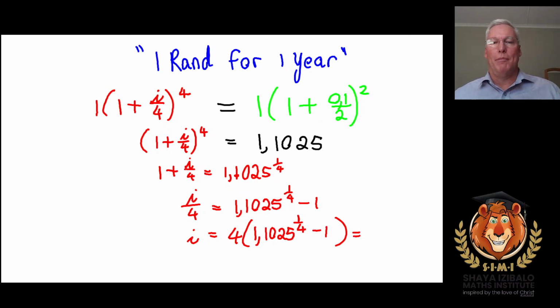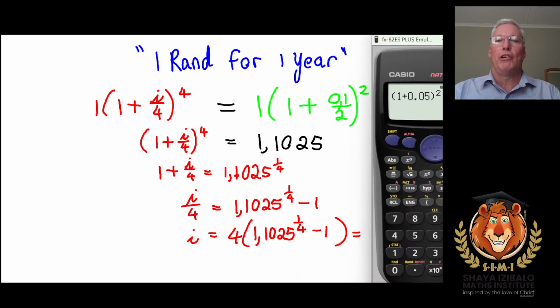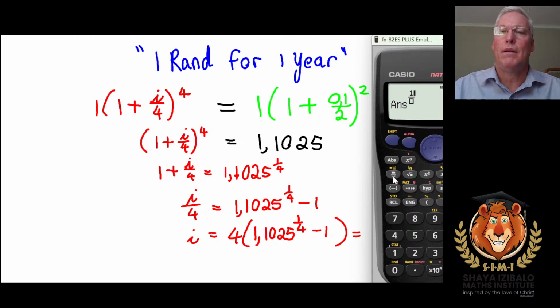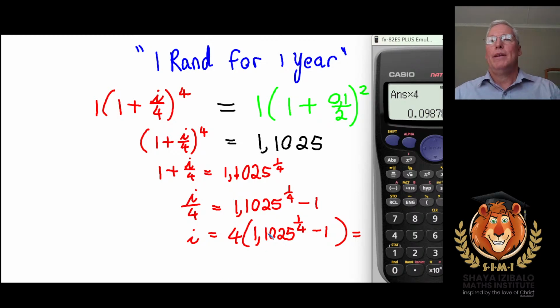I'm going to get that number on my calculator. Now, I want to show you a little strategy, a little trick on your calculator here. Remember that number, that was 1.1025. It's on screen here already, so I'm going to take that and raise it to the power of a quarter. I'm then going to subtract 1, press equals, and then multiply by 4. Right, and I get that. Now that is the percentage, all right?